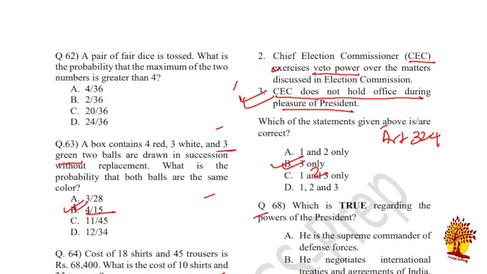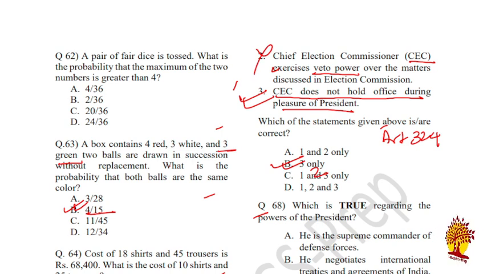Second statement, CEC does not have the veto power. If any difference of opinion amongst the Chief Election Commissioner and 2 other election commissioners, the matter will be decided by majority of voting of the 3 members. Then that matter will be decided by majority of these 3 election commissioners. So Chief Election Commissioner CEC does not enjoy veto power. Hence statement 2 will be wrong.